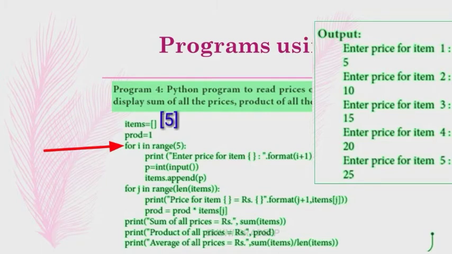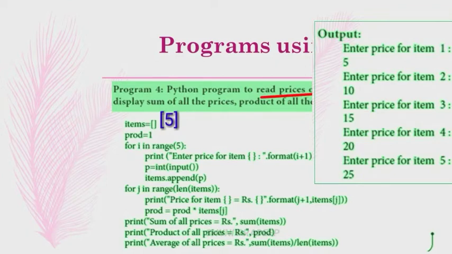See the next value, that is 1. Print enter the price for item. I value is what? 1. 1 plus 1, 2. Here you have to specify item 2. Okay. See the next line. P is equal to int input. Here you have to enter the value. Okay. Which means enter the price value for item 2. So you are entering 10.